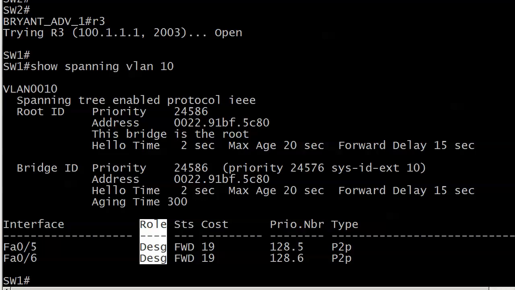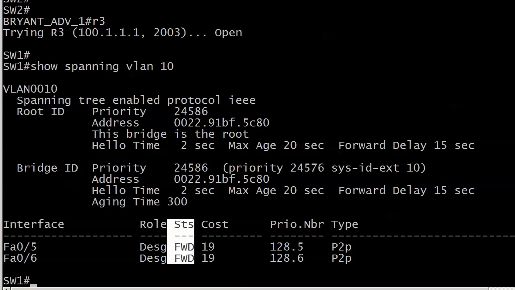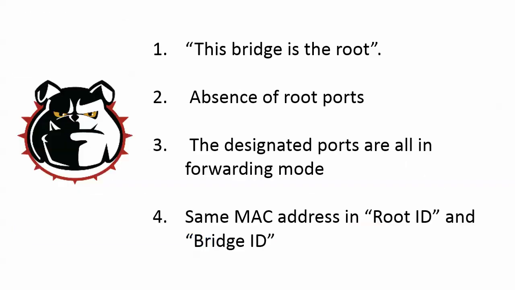And the fourth key here is under Status. Both of these are in forwarding mode. All of your ports on your root switch, your designated ports, are going to be in forwarding mode. It's only on your non-roots that you're going to see one port in forwarding and the rest in blocking. So let's go back to the board here for just a moment. I've got a list of those for you. Here are the four things to look for.